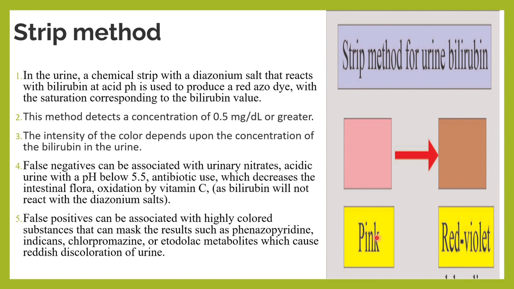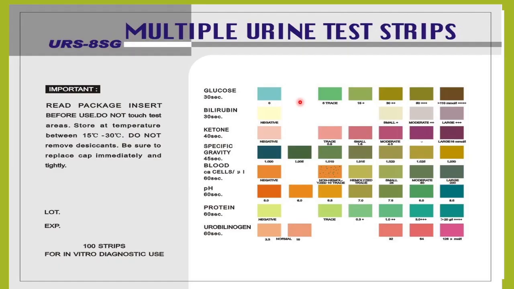Sometimes you will get a false positive. The patient doesn't have any bilirubin in his urine, but you get a false positive result. Suppose there are dyes such as phenazopyridine, indicans or chlorpromazine, all such can give a reddish discoloration of the urine, which we mistakenly consider as bilirubin positive. This is the multiple urine test strip, wherein you see this is the bilirubin pad which we read. Usually it should be negative, and depending upon the color we grade it as small, moderate and large.